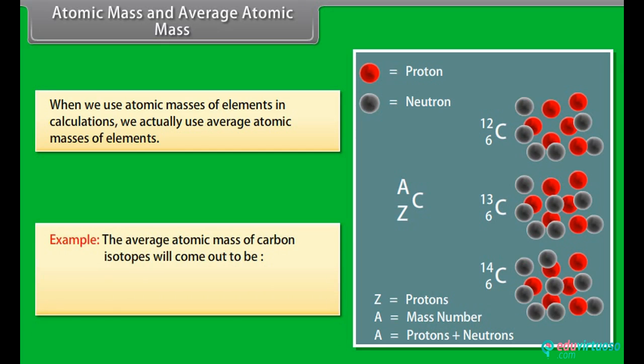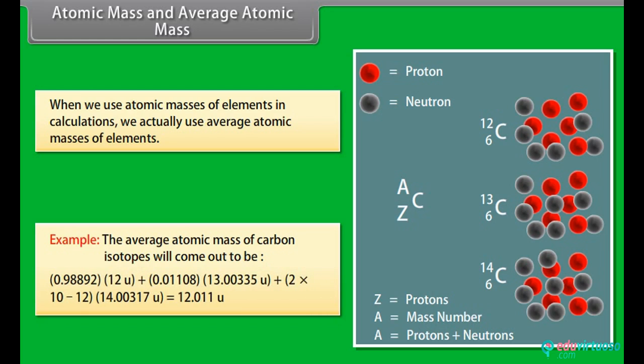Example: the average atomic mass of carbon isotopes will come out to be 0.98892 × 12 u plus 0.01108 × 13.00335 u plus 2 × 10 raised to the power minus 12 × 14.00317 u, which is equal to 12.011 u.